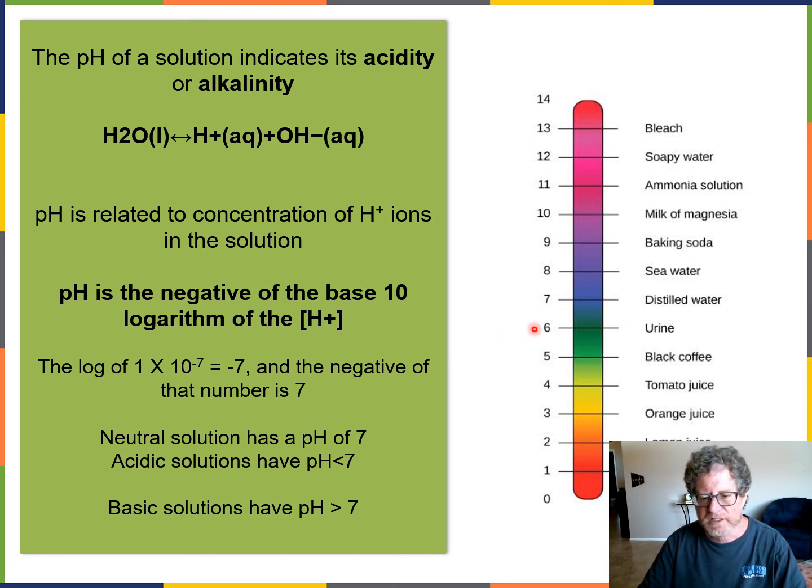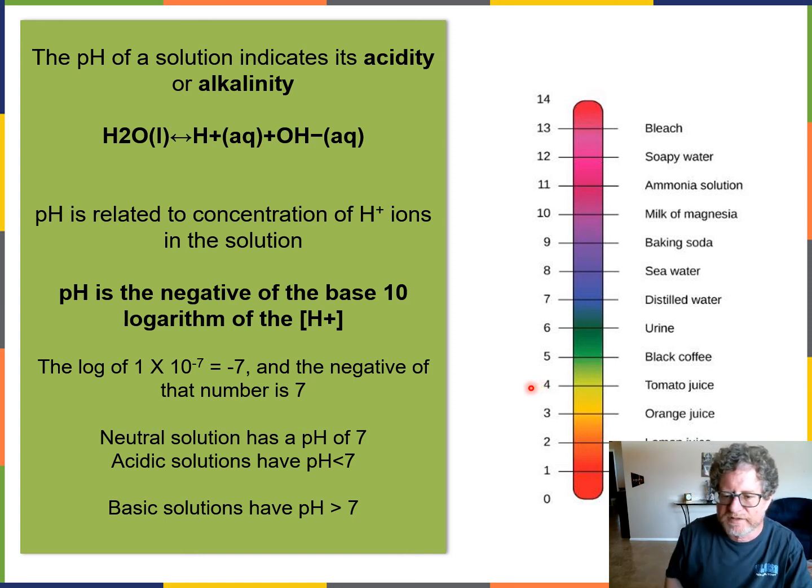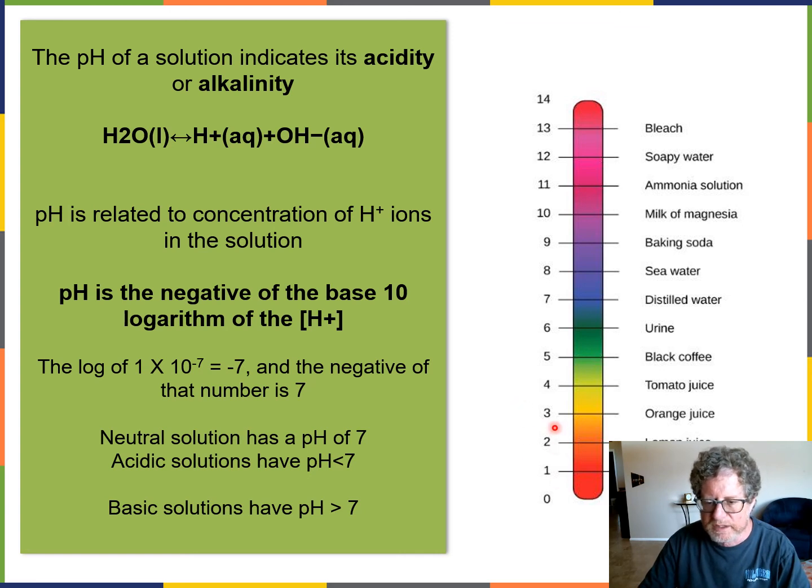So pH 6 will have 10 times more H positive than pH 7. pH 5 will have 100 times more H positive than pH 7. pH 4 will have 1,000 times more H positive. So pH 4 represents a molarity of 10 to the negative 4th. Okay, so you have to know that 0 to 6 are acids, 7 is neutral, 8 to 14 is basic. Okay, and it's very important.